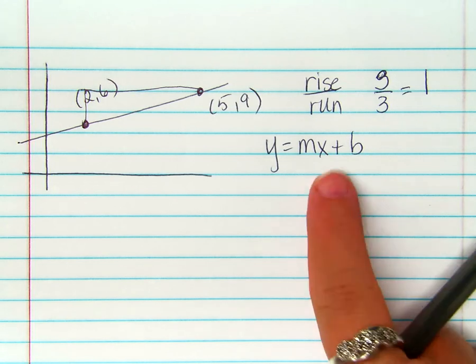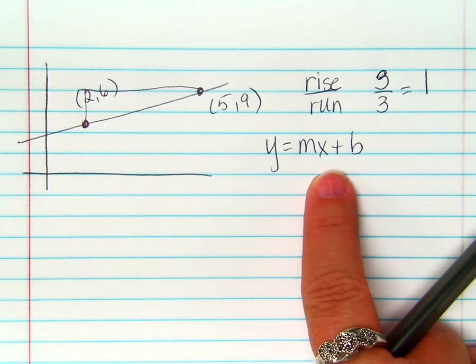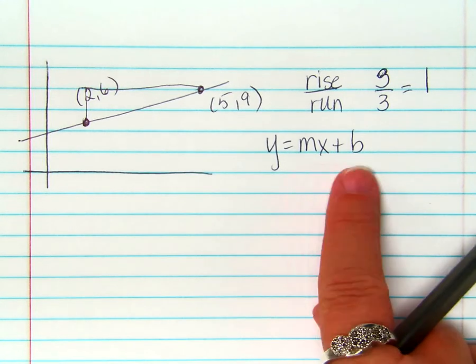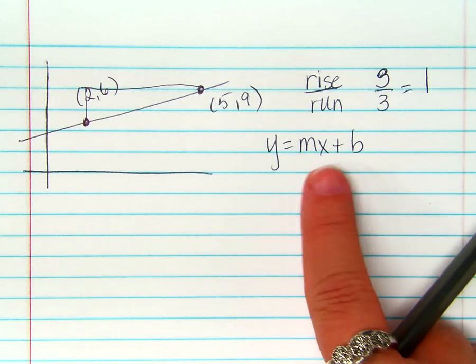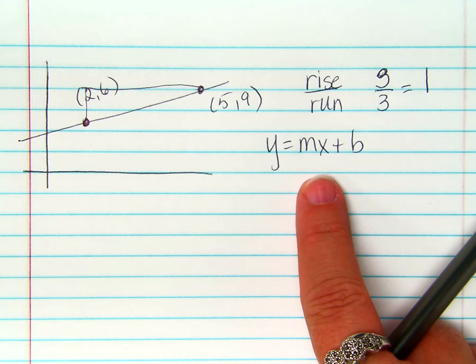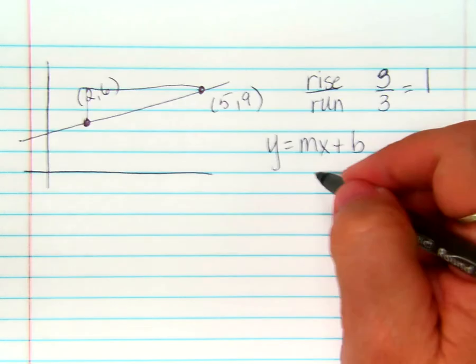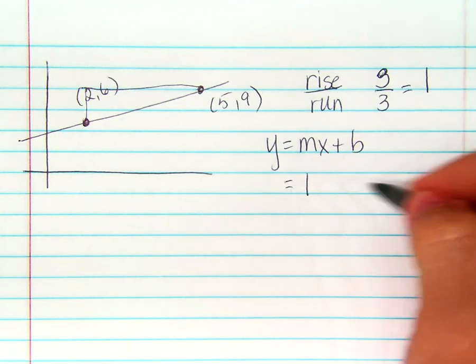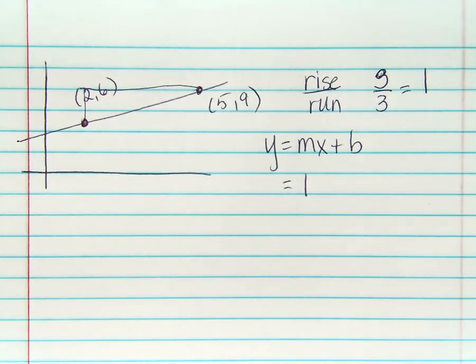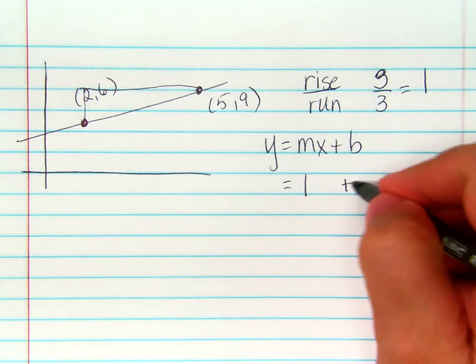But here's the formula we need to use, right? y equals mx plus b. What do we know already? What did we just find? We just found the slope, which is represented by which letter? m. What are we trying to find? The b. So I need to leave the b there.